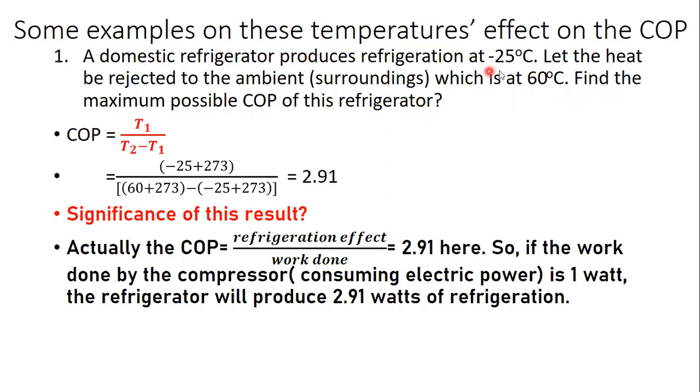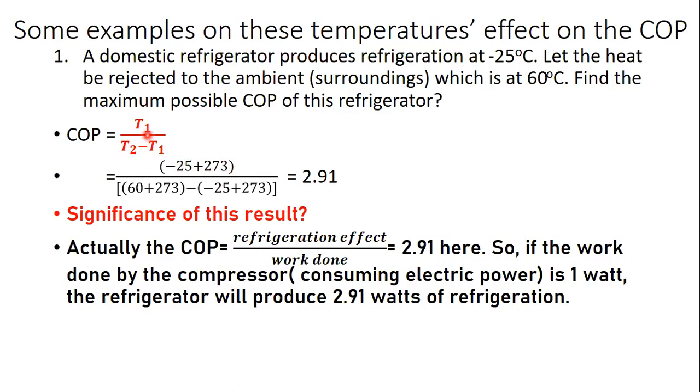We know the expression for the COP, that is T1 by T2 minus T1. T1 here is the lowest temperature maintained in the refrigeration cycle, which is minus 25 degrees Celsius. So COP is nothing but T1 by T2 minus T1, where T1 is minus 25 plus 273. For any engineering calculation, if nothing else is mentioned, we always have to take the values in SI units.